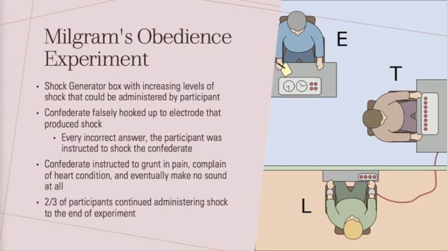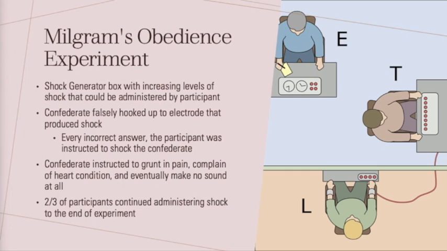Okay, so Milgram's obedience experiment. Milgram wanted to test obedience under controlled conditions. One experiment featured a box that was labeled shock generator. A Confederate sat in a booth that was not visible to the participants, but they could still communicate with the participant of the study. So let's take a look at the illustration to the side.